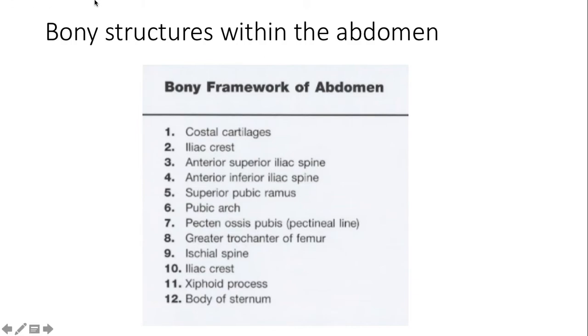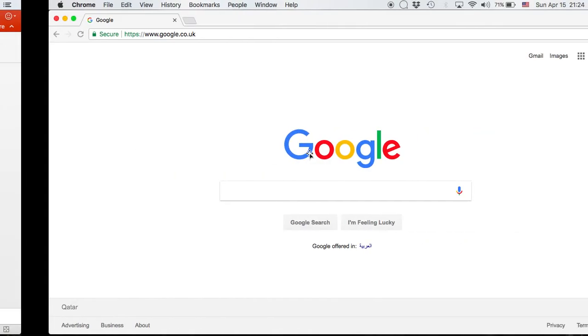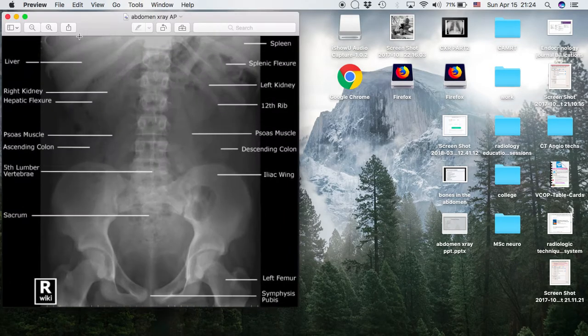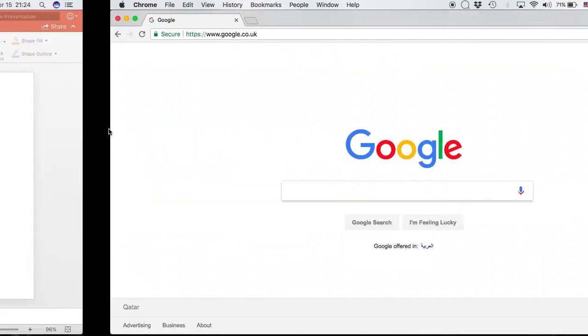So let me just minimize and go back to the abdomen x-ray anatomy, and we will... Alright, sorry.